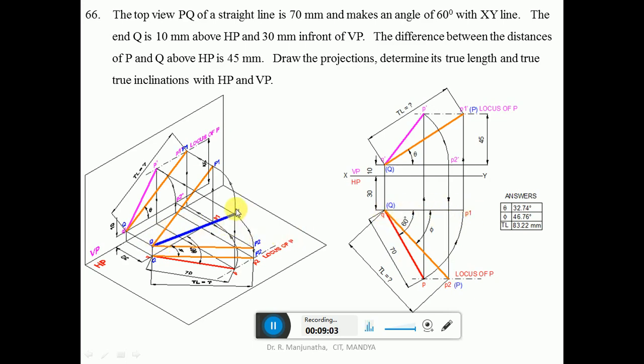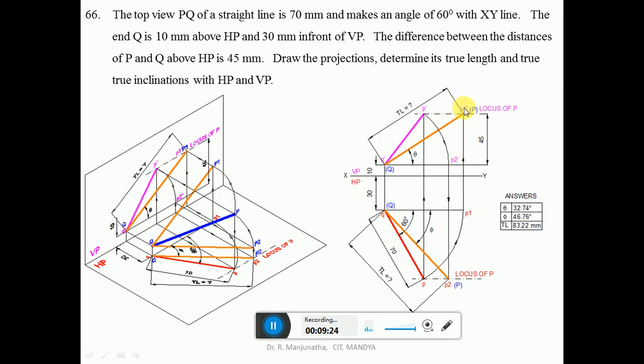q with p is rotated so that qp1 is made parallel. So q is in front of VP by 30 mm and p1 is also made in front of VP by 30 mm, so this qp1 line will be parallel. So its front view will be in true length. From here you draw a vertical projector, which will cut the locus of P in the front view.